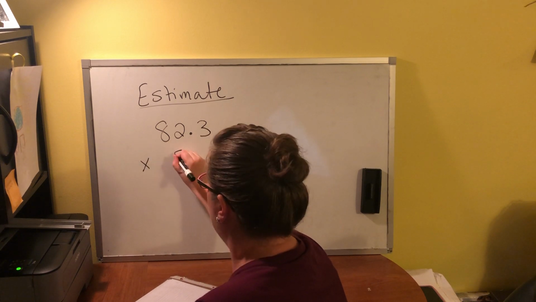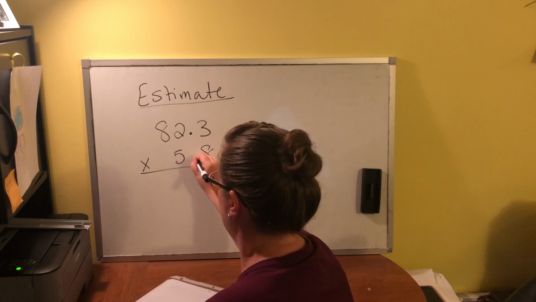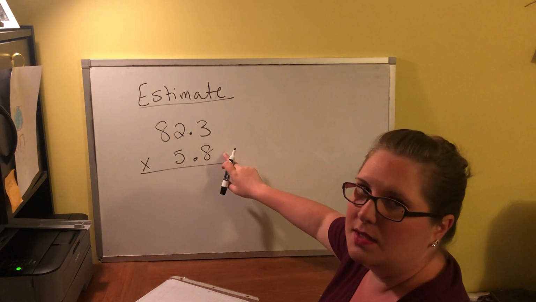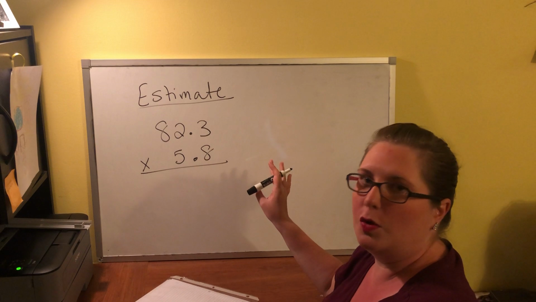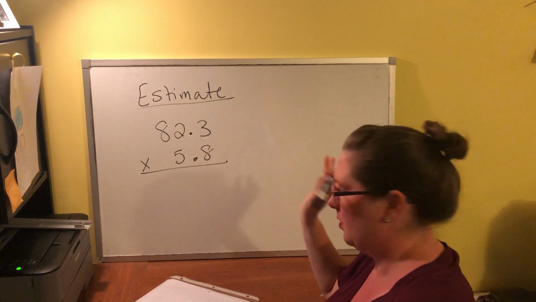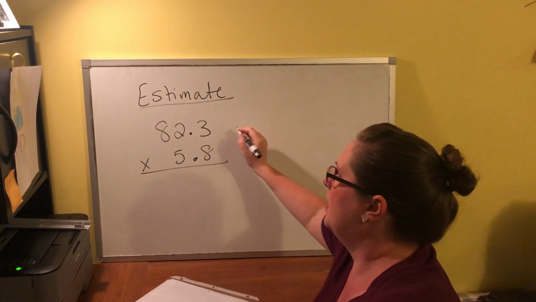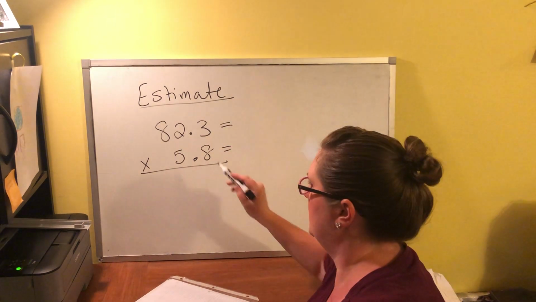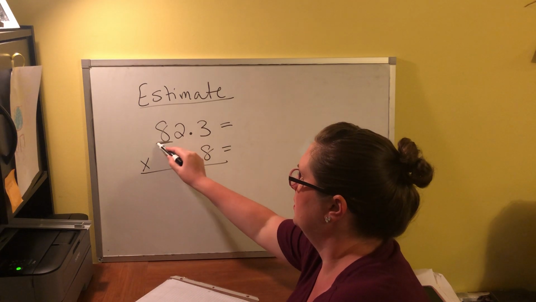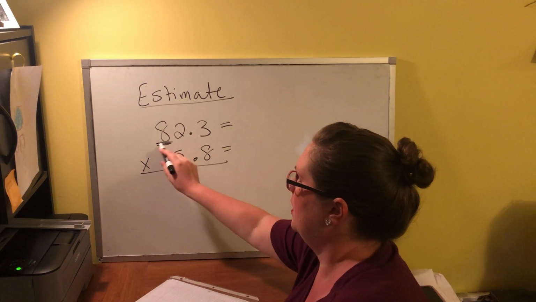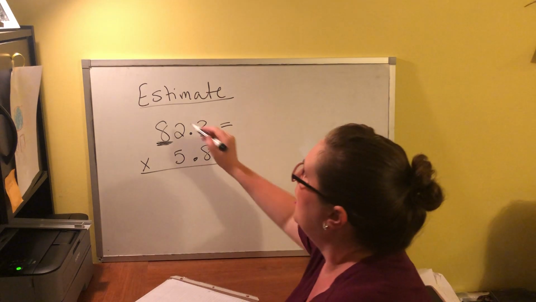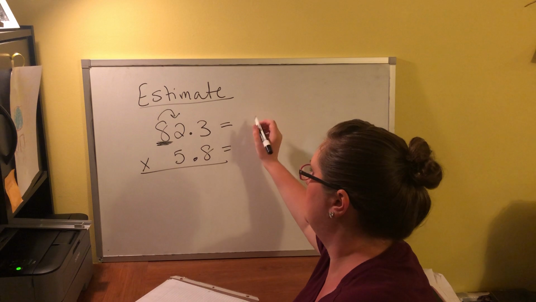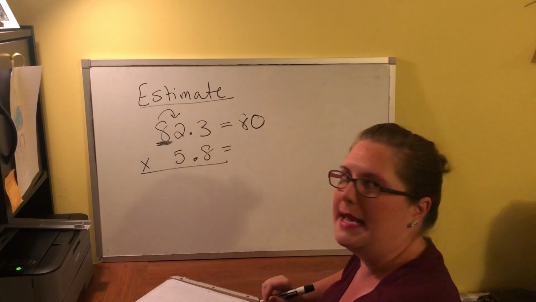82.3 times 5.8. So when they say to estimate, we're going to go ahead and round these numbers first before you perform the operation. Okay, so before you multiply or anything, you need to go ahead and estimate these numbers. So to use front-end rounding, that means you're going to go to the leftmost digit. That's going to be right here. Leftmost digit, that number is all the way to the left. That's as far as we can go. And then we're going to assess it by looking at the number to the right. That's a 2, doesn't change the 8, so this now becomes 80.